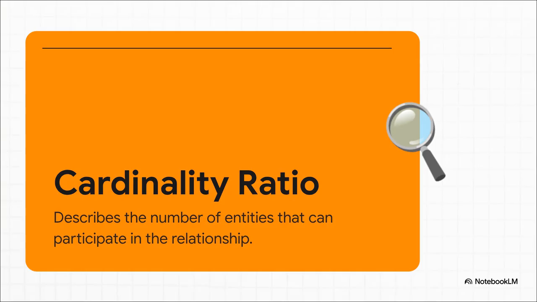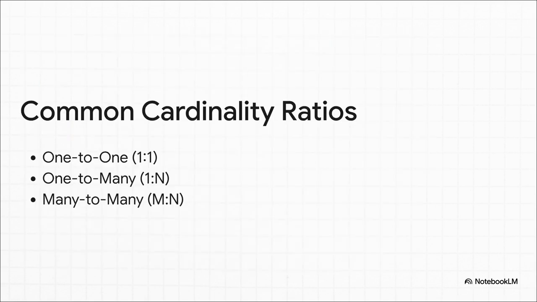Cardinality is where we translate those vague business rules into specific numbers. It answers questions like, for any one teacher, how many lectures can they give? And for any lecture, can it even exist without a teacher? These constraints are what make sure our data stays consistent and reliable.